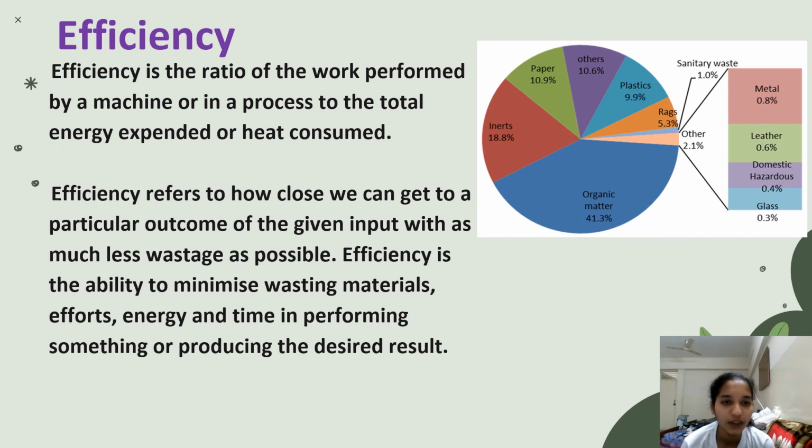Efficiency. Efficiency is the ratio of work performed by a machine or in a process to the total energy expended or heat consumed. Efficiency refers to how close we can get to a particular outcome of a given input with as little wastage as possible. Efficiency is the ability to minimize wasting materials, effort, energy and time in performing something or producing the desired result.